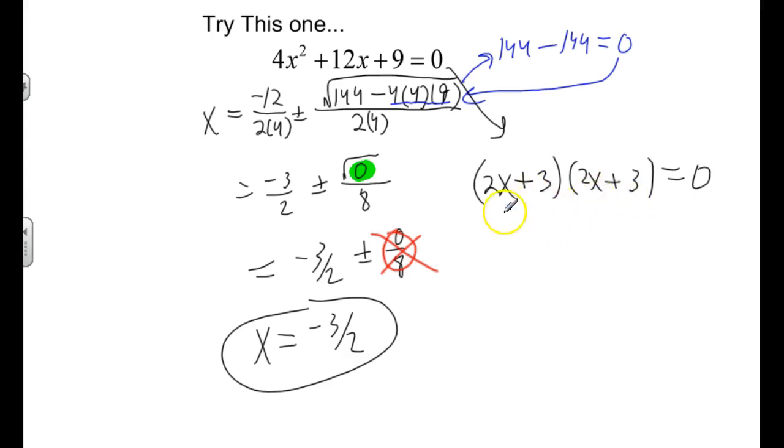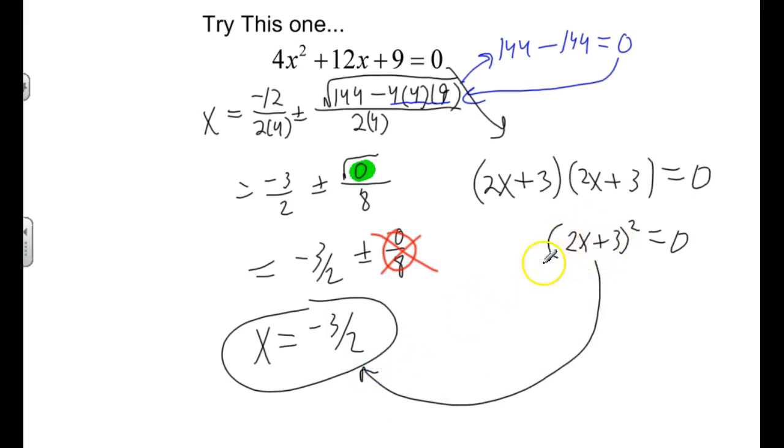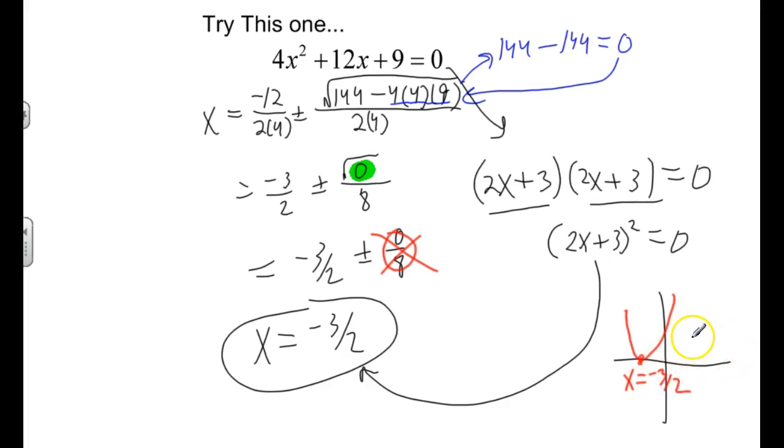Yes. In fact, if I were to write this, a mathematician might write this like this: (2x + 3) squared equals 0. Can you see why there's only one solution? When you set the factor equal to 0, you get one solution because it's the same factor twice. So that's an interesting case. The graph of this would only have one solution. It's because the parabola only touches at one spot, right? It touches just there at x equals negative 3 halves. It only has one solution. It only crosses the x-axis once.